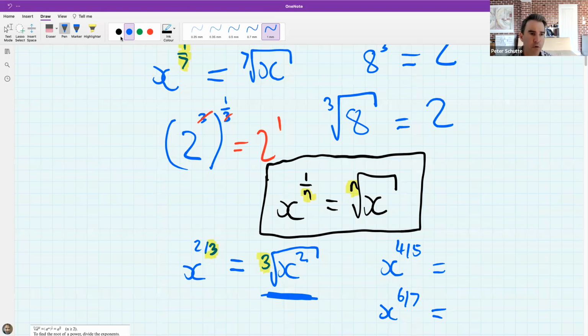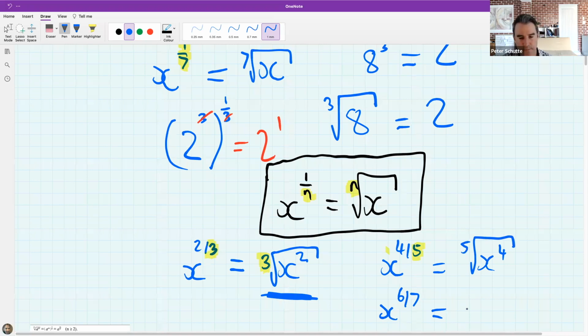So like we said before, the bit that goes outside is that. And so you should get that that is the same as that. And for this one, we should get that that is the same as that.